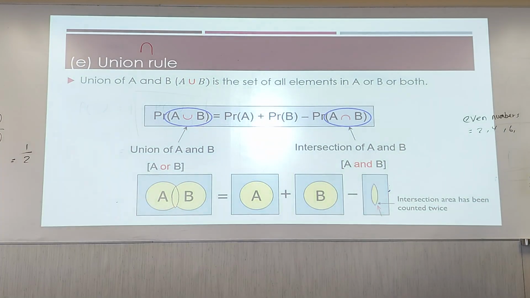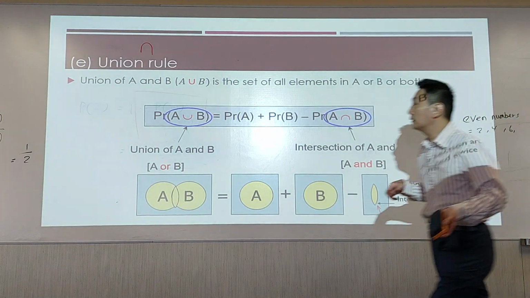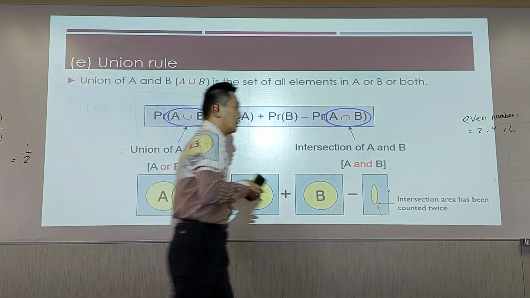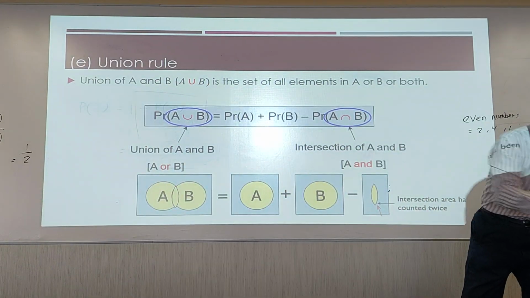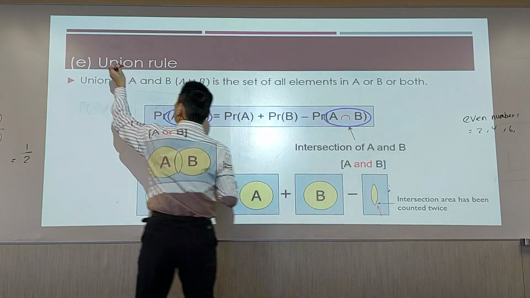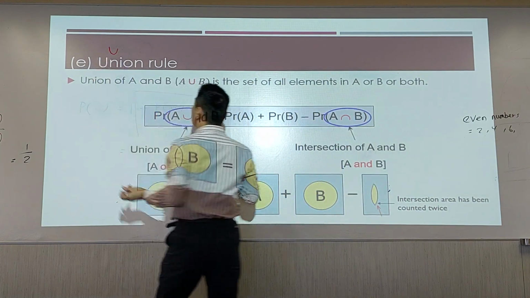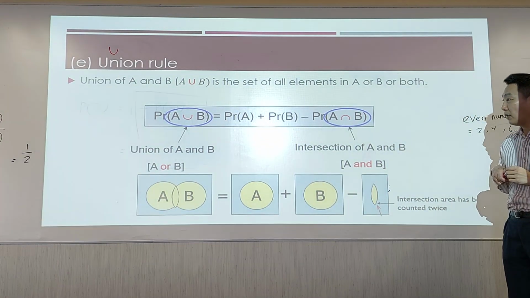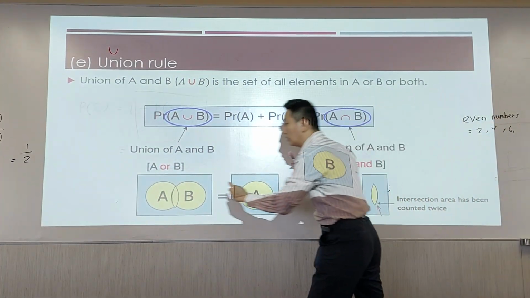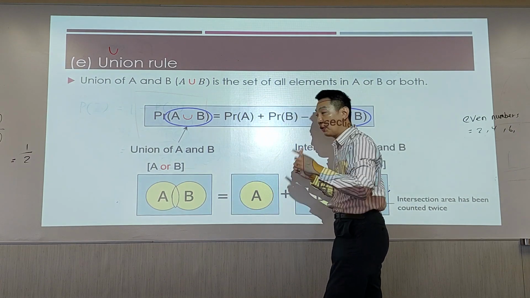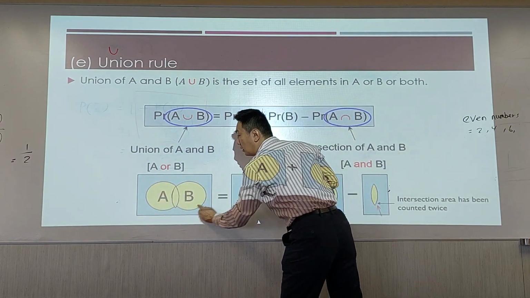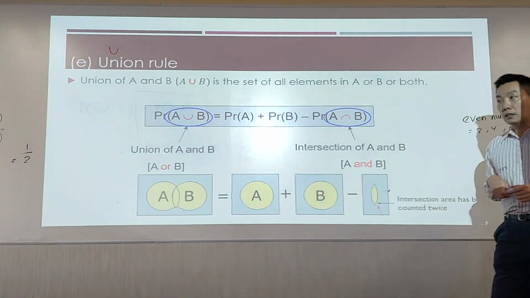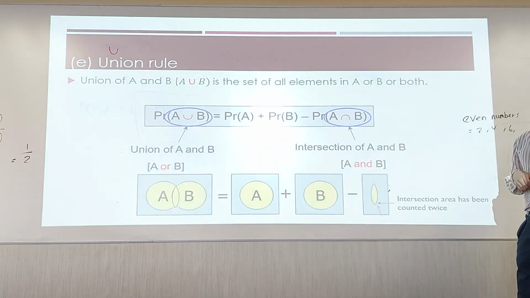Union rule, what's the meaning of union rule here? Union, we use the symbol of U, something like U, union. So what is the area of union rule? Union rule, the union, okay, if A union B is referred to the yellow area, the whole area is referred to as A union B. That will be the yellow area, alright?